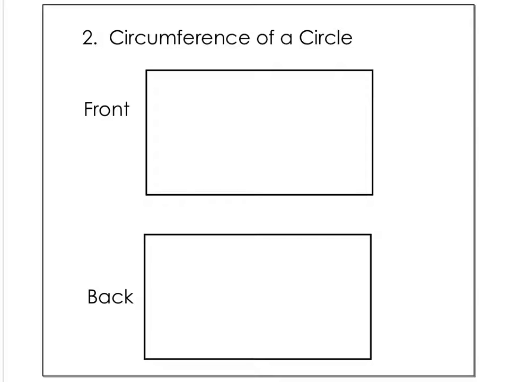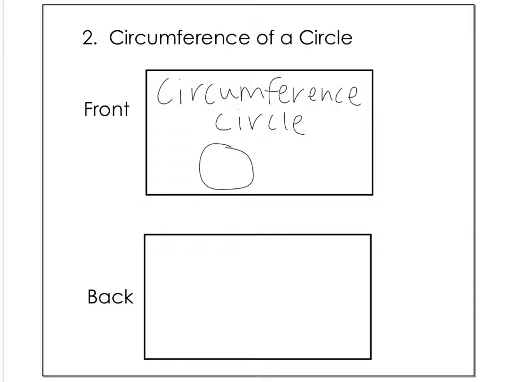All right, our next formula is circumference of a circle. So circumference is different than area in that circumference is the distance around the circle. So if I want to make the front part of my note card, I would maybe write circumference of a circle, and draw my circle. Maybe I'll go in red and outline that to remind myself that it's the perimeter around the circle.